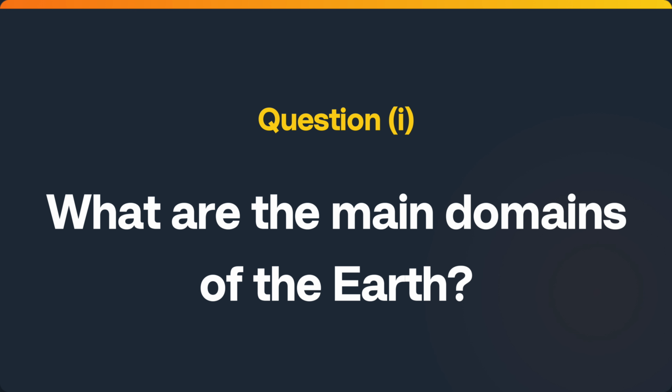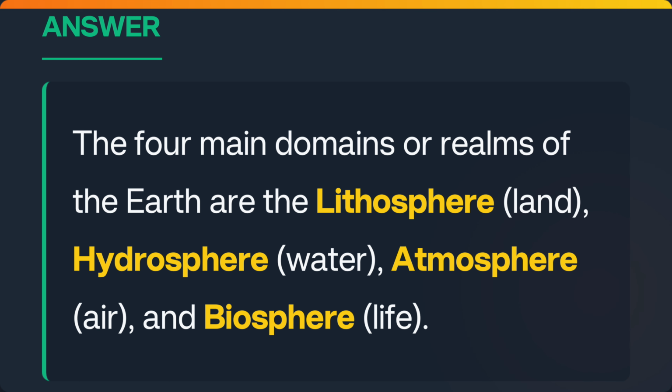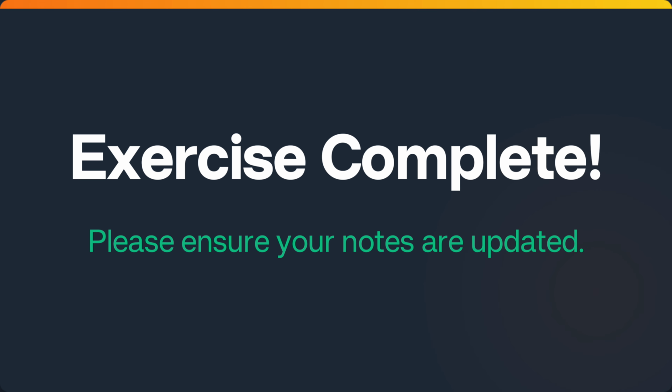We have reached our final question. Let's complete it. Question I. What are the main domains of the Earth? Let's find out the answer. Answer. The four main domains, or realms, of the Earth are the lithosphere, land, hydrosphere, water, atmosphere, air, and biosphere, life. And with this, we have completed all the very short answer questions from Chapter 1, Our Environment.